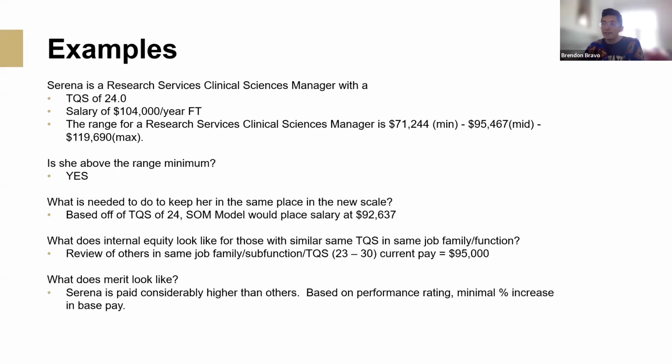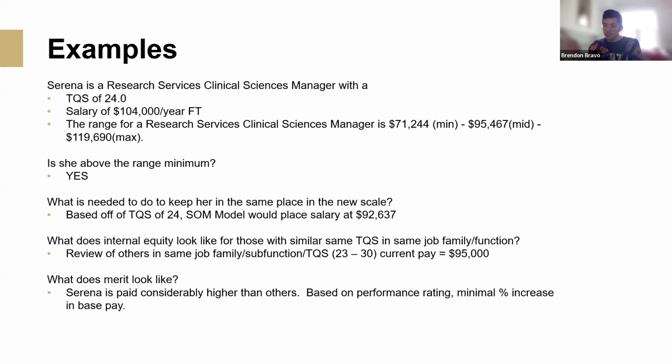Another example we have Serena, who's a clinical sciences manager. She has a TQS of 24 and a salary of 104,000. That range for a clinical sciences manager is 71,244 to 119,690. Again, is she above that range minimum? Yes, she is. Based off of her TQS of 24, the model would actually place her at 92,637. So she's actually well above where TQS would place her.